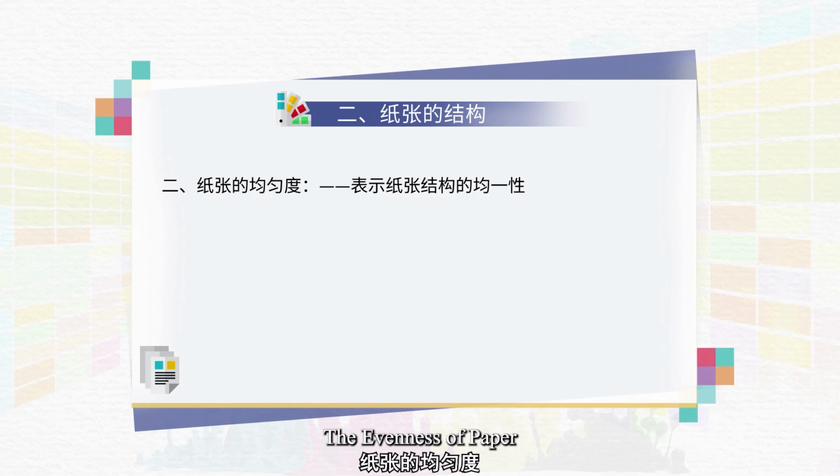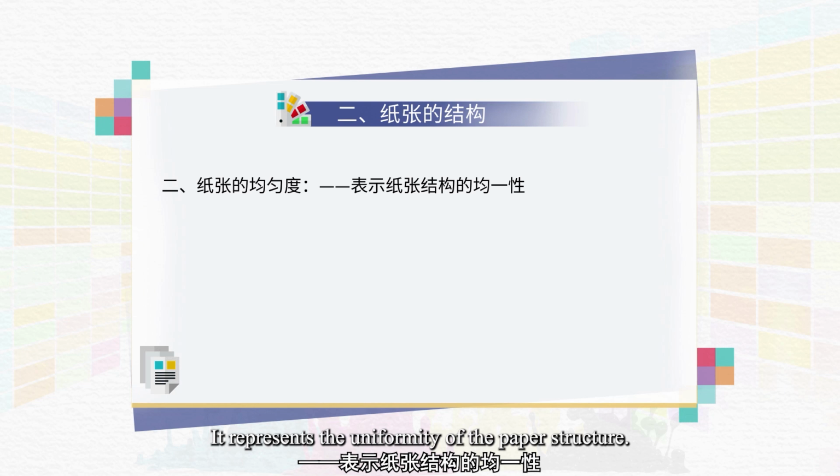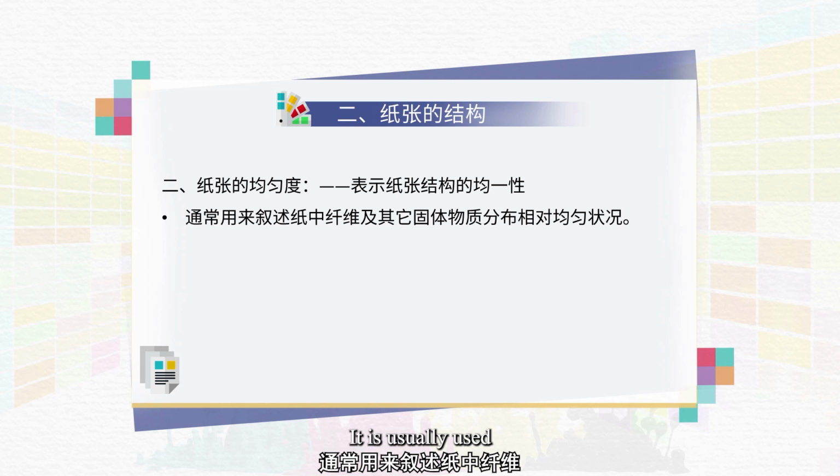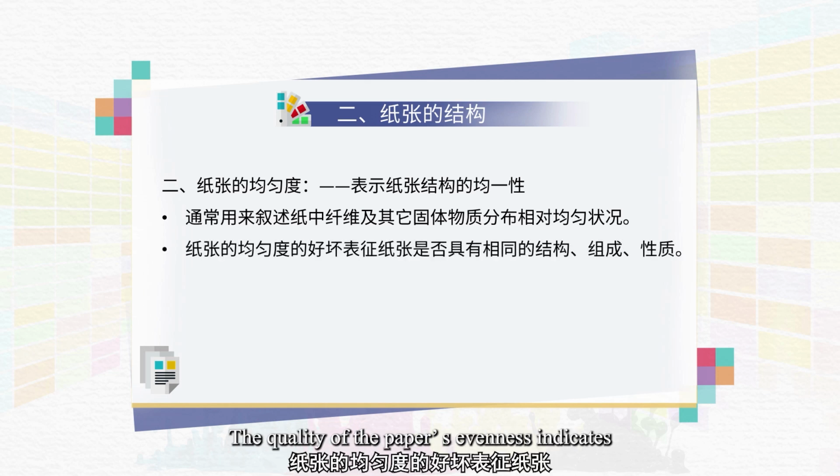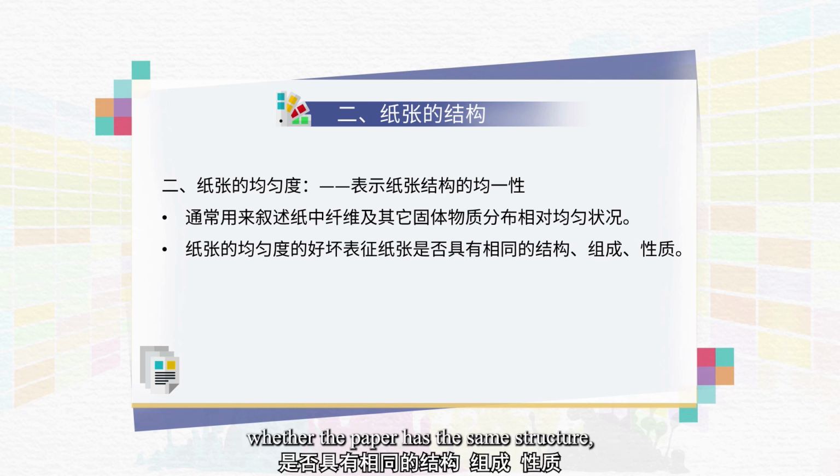The evenness of paper: it represents the uniformity of the paper structure. It is usually used to describe the relatively uniform distribution of fibers and other solid substances in the paper. The quality of the paper's evenness indicates whether the paper has the same structure, composition, and properties.